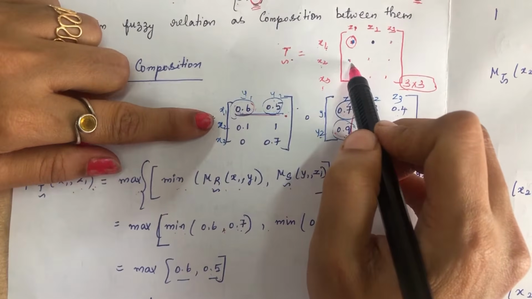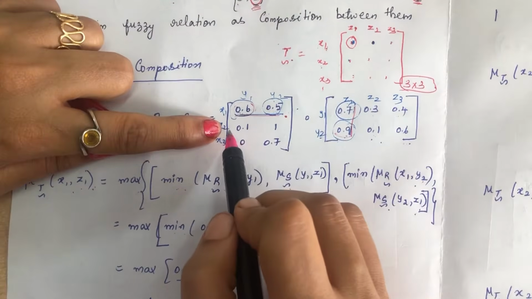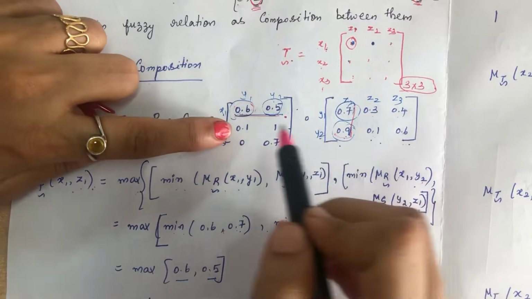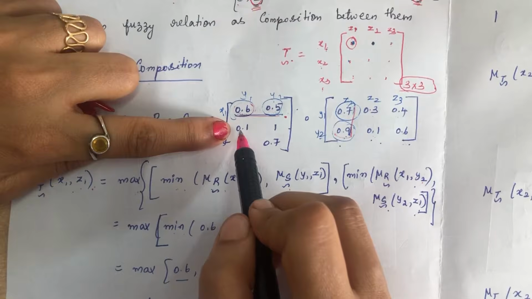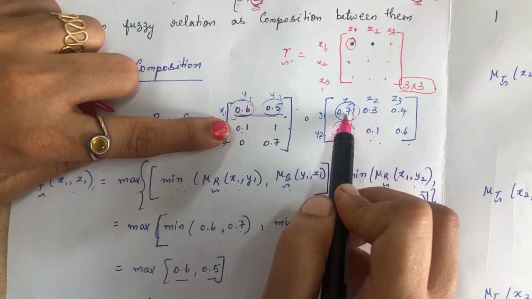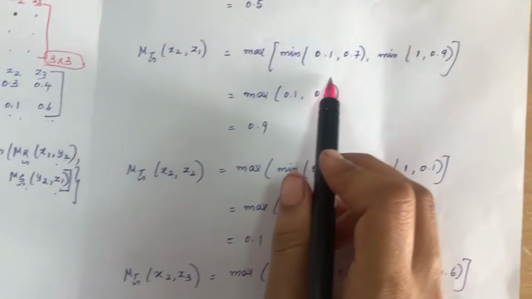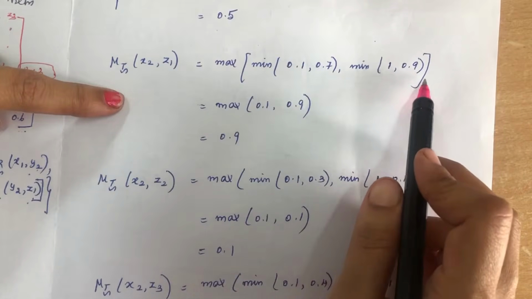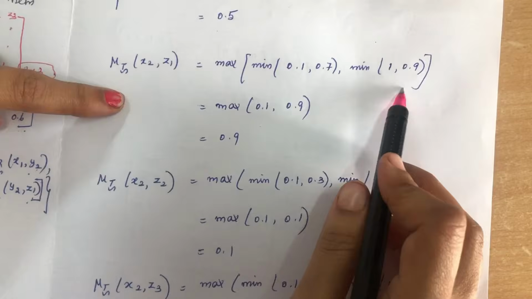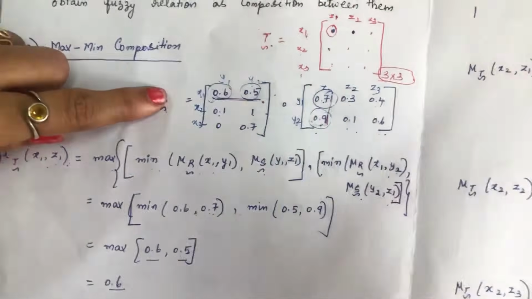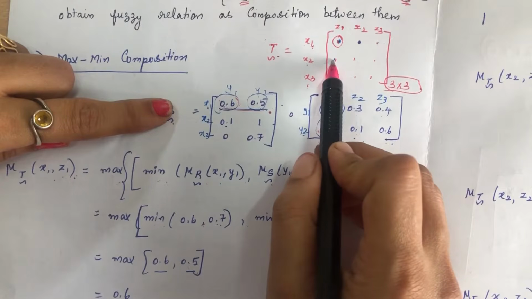So how will you find out this x2 comma z1? It is nothing but taking a composition between the second row and first column. So it is max of minimum of 0.1 comma 0.7, minimum of 1 comma 0.9. The minimum value is 0.1 here and 0.9 here. When you take the maximum value, you get 0.9. So x2 comma z1 is 0.9 now.